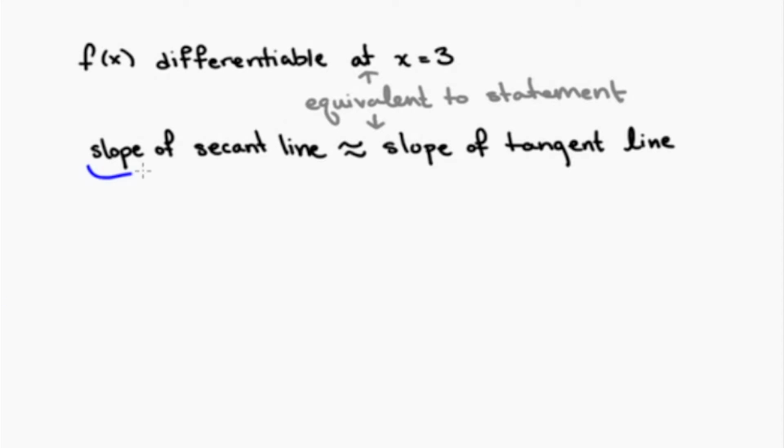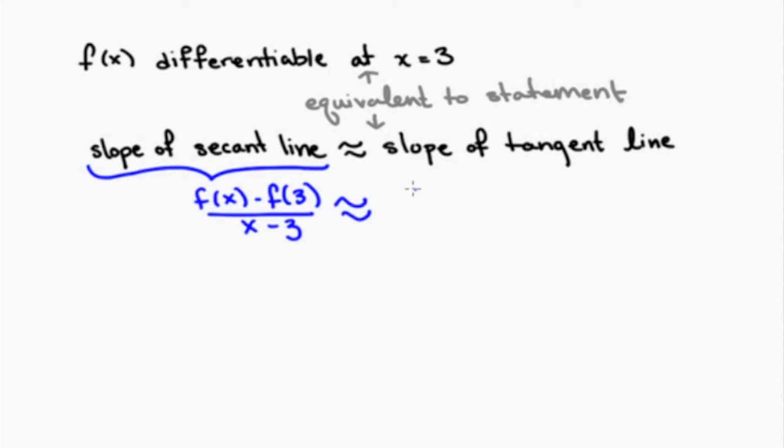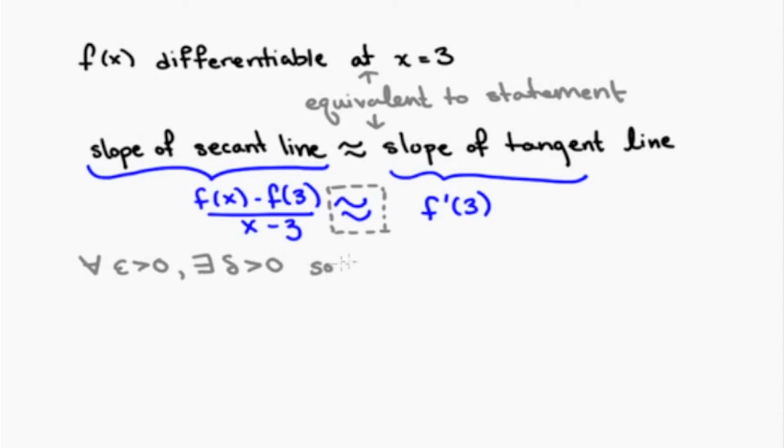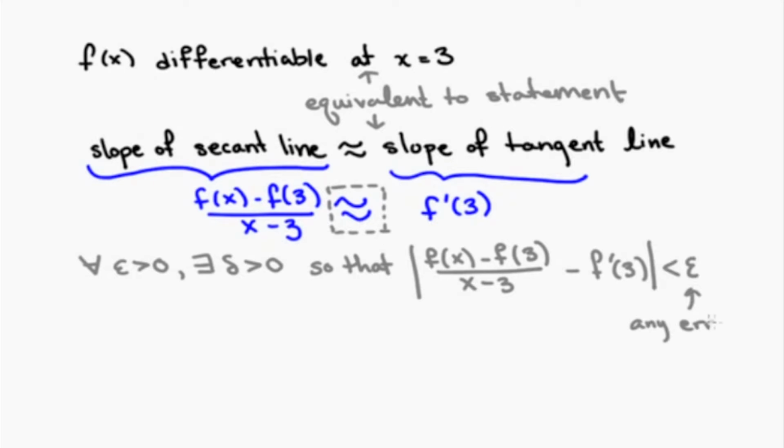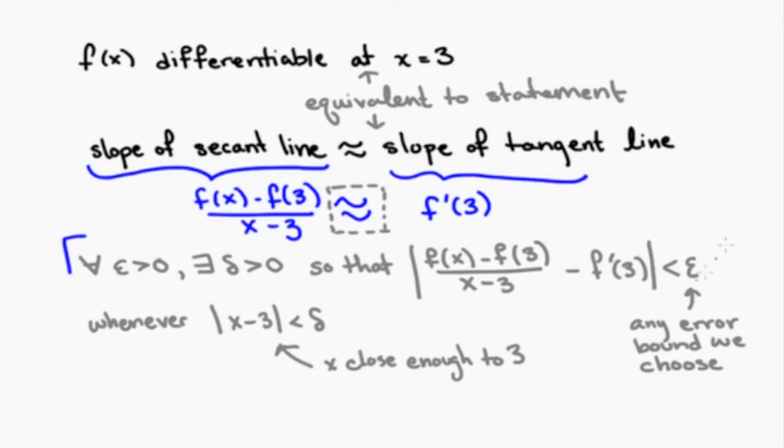That is, for x near 3, (f(x) - f(3)) / (x - 3) is approximately equal to the value of the derivative at 3. In order to see why these statements are equivalent, we need to explain what we mean by approximately equal to. This means that we can make the difference between these two sides as small as any error bound we choose, provided that we choose x close enough to 3. And this is exactly the definition of differentiability at the point 3.